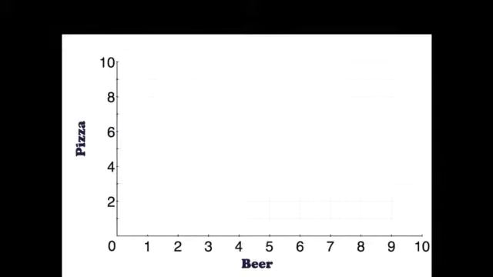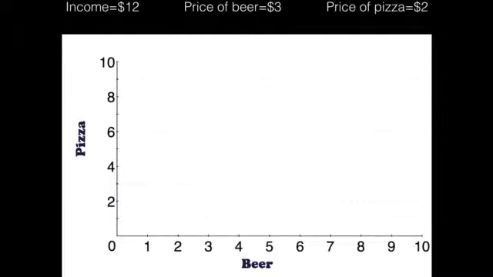So here we have two different commodities that this particular individual can consume, beer and pizza. And we're given the information on income, which is $12, the price of beer, which is $3, and the price of pizza, which is equal to $2. So this person has $12 with which to spend. Beer is going to cost $3 each, and a slice of pizza is going to cost $2 a piece. So given this information, we can construct a budget constraint.